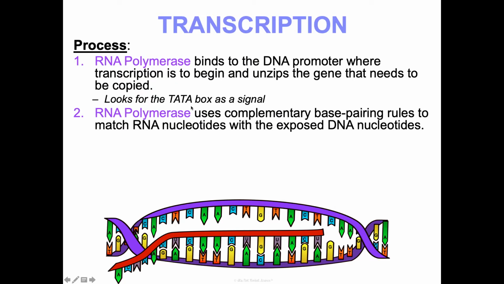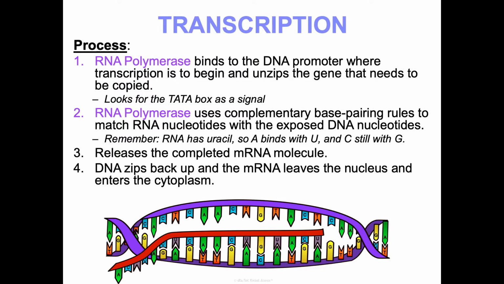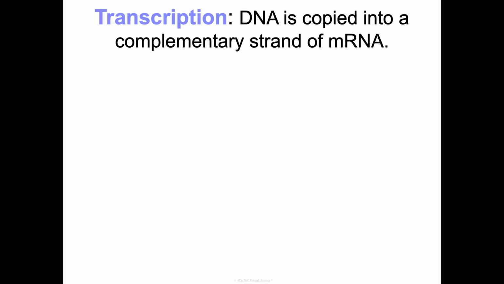Once it locates that and binds and unzips, the RNA polymerase is then going to use complementary base pairing rules to match RNA nucleotides to DNA. So remember, C still goes with G, but in RNA, A goes with U, because there are no thymines in RNA. Then it'll release the completed mRNA when it's done copying that specific gene, and the DNA will zip back up. And then the mRNA leaves the nucleus and enters the cytoplasm where it can be translated. So again, DNA is copied into a complementary strand of mRNA in this process.